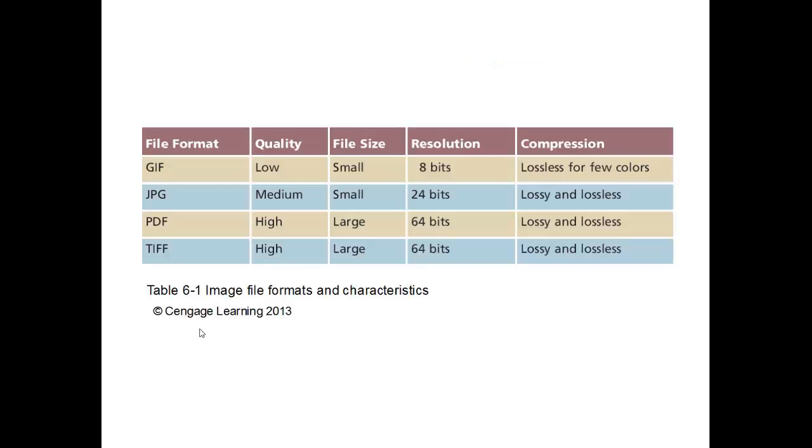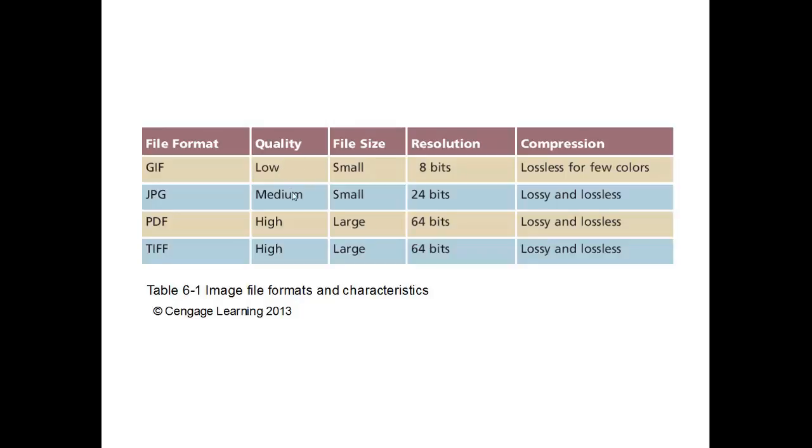Alright, in this table we have a comparison of the 4 types we just mentioned: GIF, JPEG, PDF, and TIFF, the quality of the image that they take, the file size that will result in that image, the resolution of the image, and the compression. So the smallest file size of these 4 will be the GIF. You may only get a resolution of 8 bits, which leads to a small file size, but the quality of the image will be low.